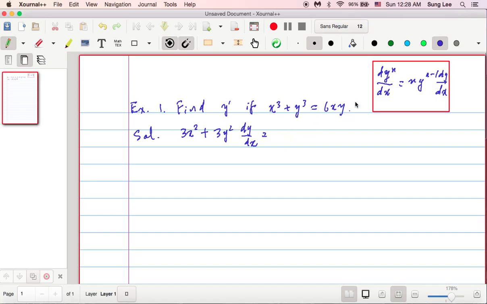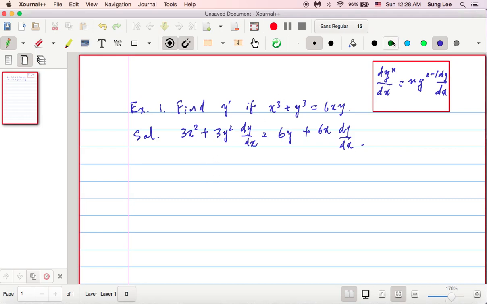On the right-hand side, first you take the derivative of x, that leaves 6y. I'm doing the product rule, right? And then 6x times the derivative of y, which is dy by dx. So as far as implicit differentiation is concerned, we are done. But we have to get dy by dx, right?